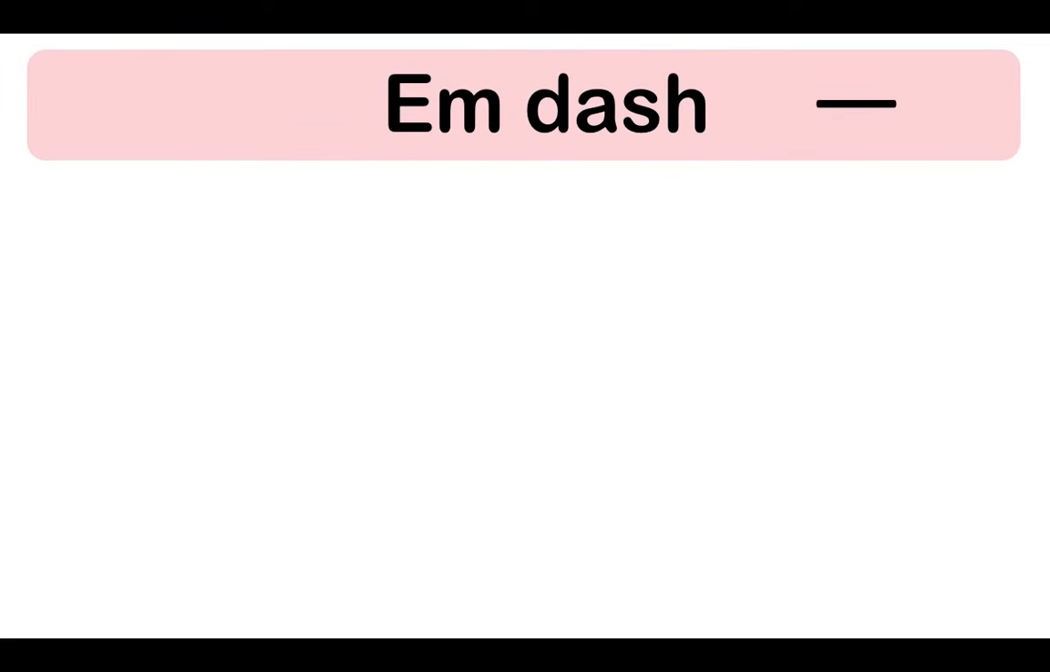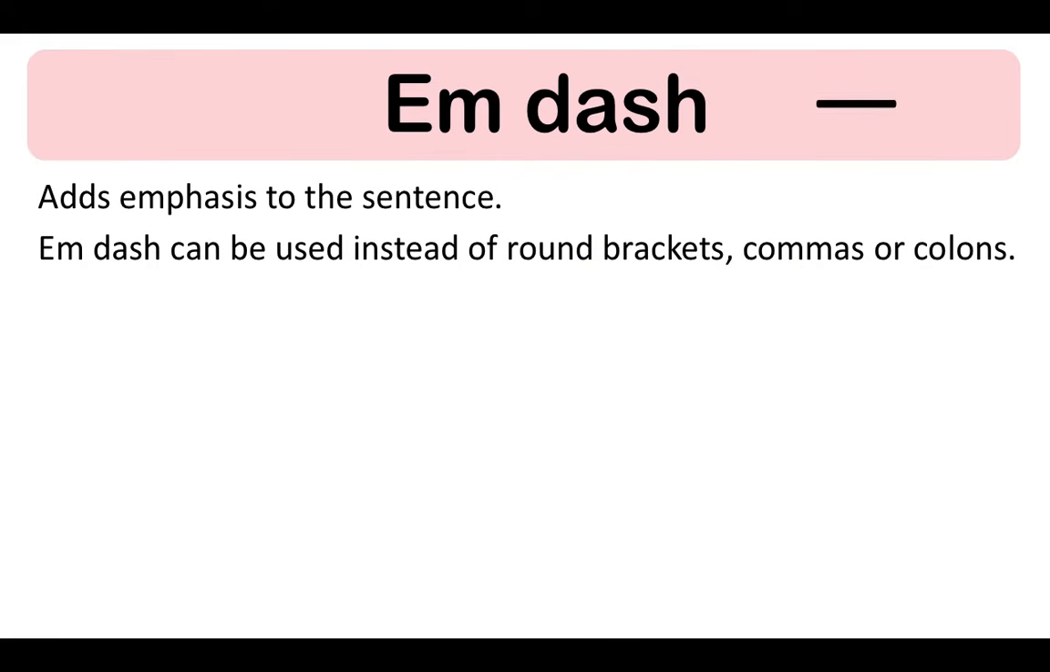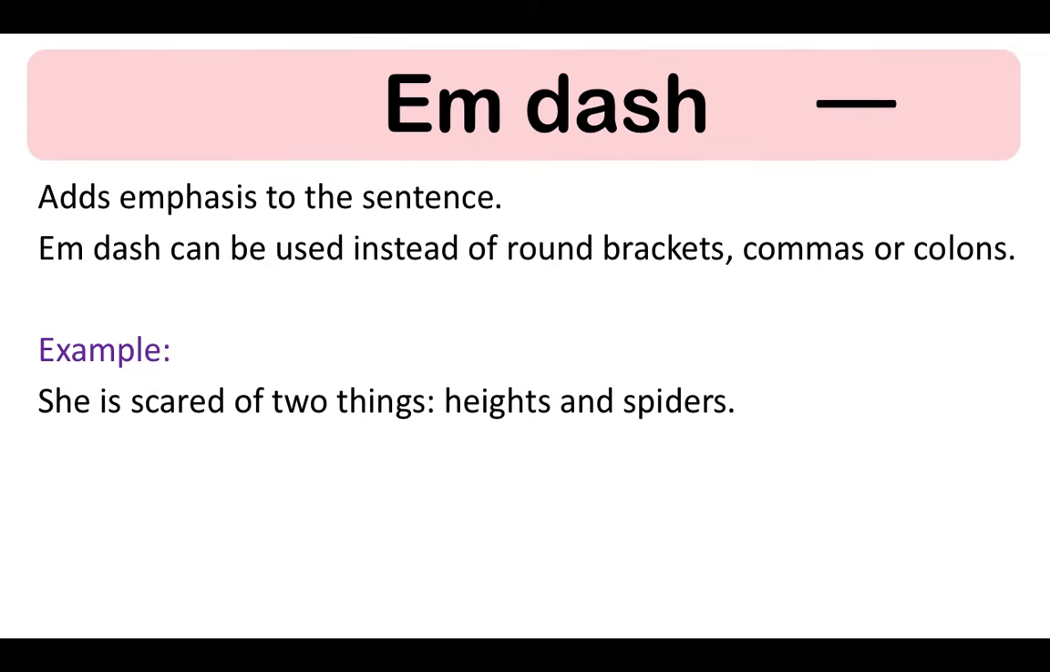Em dash. This dash adds emphasis to the sentence. The em dash can be used instead of round brackets, commas, or colons. For example, she is scared of two things: heights and spiders.